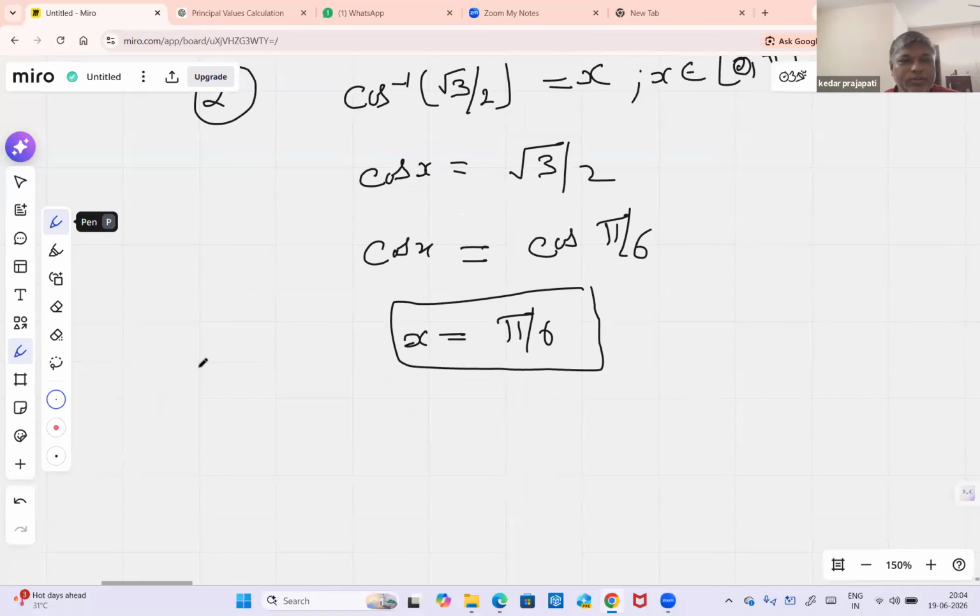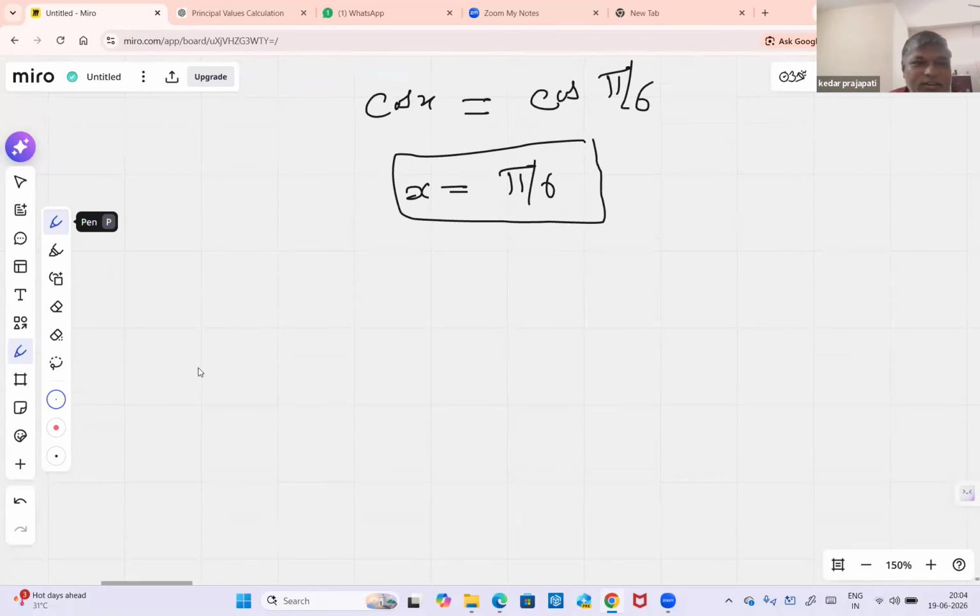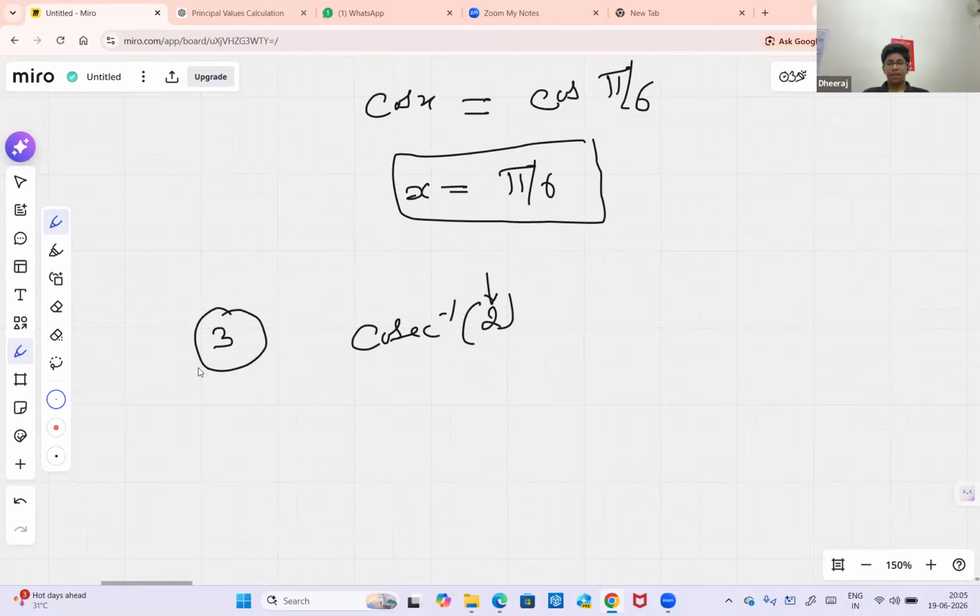We'll go to third. Cosec inverse 2. Let us do like that so that it will be easier for me. Cosec inverse 2, right? As I said, with these positive values you will not have a problem, because the answer will always be in the first quadrant. Problem will come when it is going to a negative value. So cosec inverse 2 equal to x, which implies cosecant x is equal to 2.